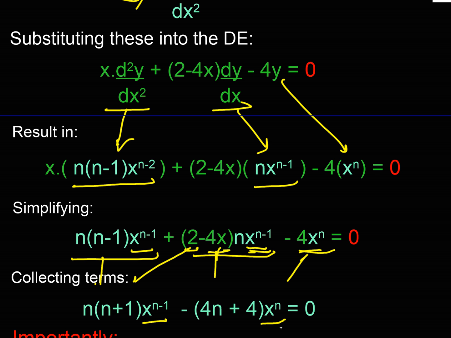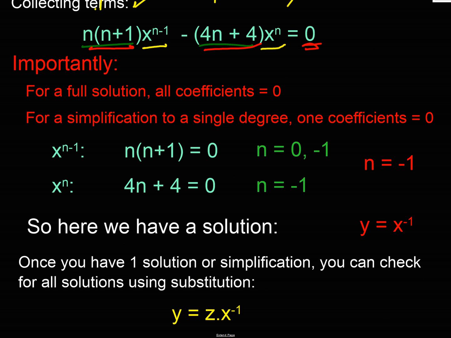Now, if I wanted just a simplification, I would just want one of these coefficients to go to 0. That would give me 1 power, wouldn't it? But if I wanted a full solution, I'd want both of these coefficients to be 0. So I'm picking my values of n to see when that will happen. So I've got two situations I could get here, just to be clear. I get a full solution where both of these are 0, or I get a simplification where one of these coefficients is 0. So let's have a look at the coefficients.